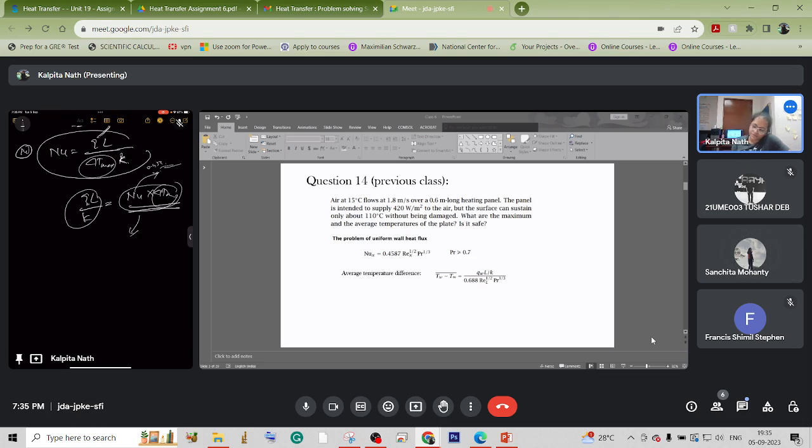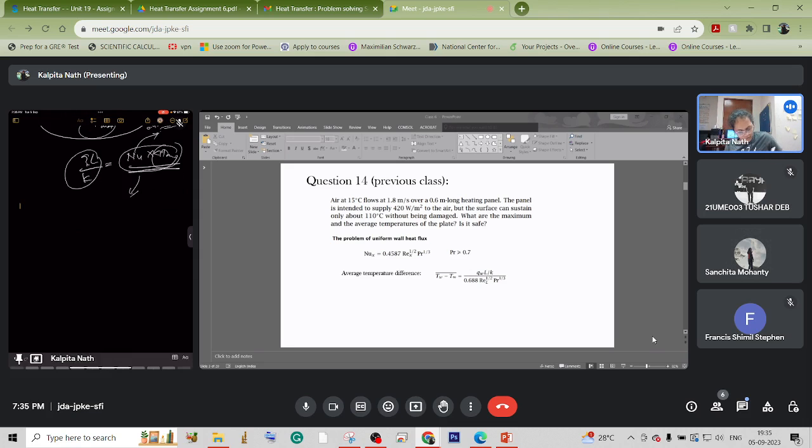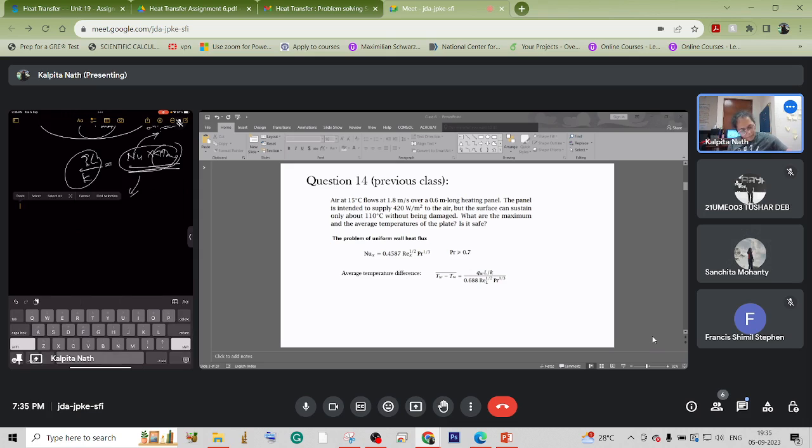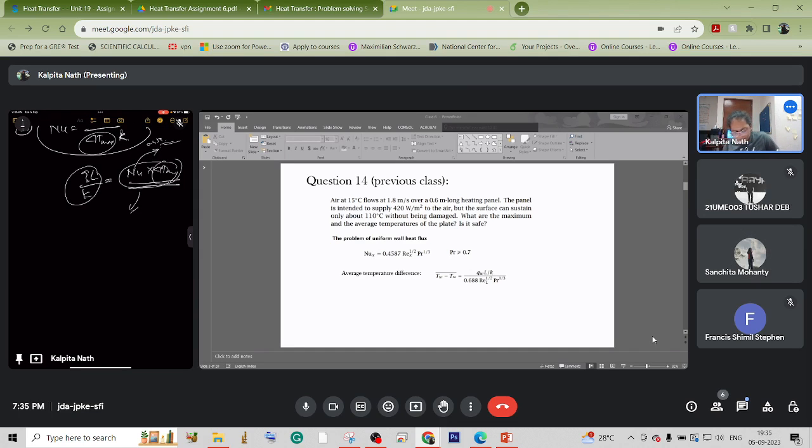Still confusing? Okay, just wait. This part I'll show you. Other things are clear, right? This part only I'll write off because we have to proceed to today's questions. See, delta T bar, what is given in the question? Just see whatever information you can gather from the question. It's given delta T, that means TW minus T infinity, right? So that is QW L upon K, 0.688, Reynolds number half, Prandtl number 1 by 3.